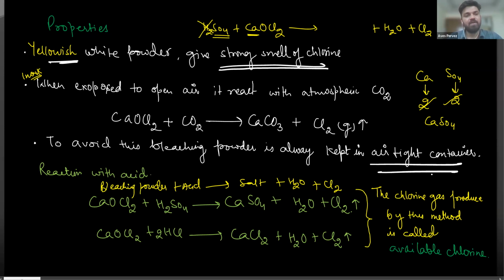Note it down. Why is bleaching powder not kept in open air? Because it reacts with atmospheric carbon dioxide and forms calcium carbonate and chlorine gas. So to avoid this, we keep it airtight. Note it down.